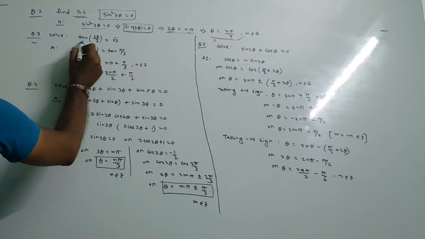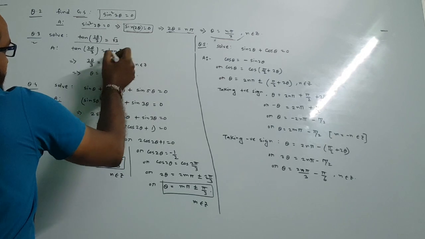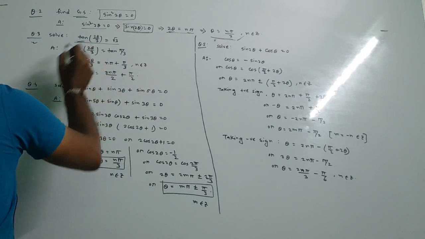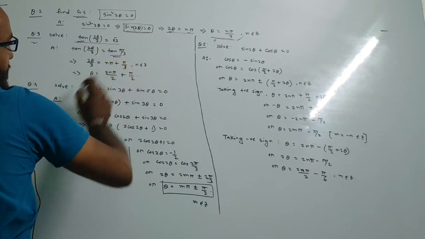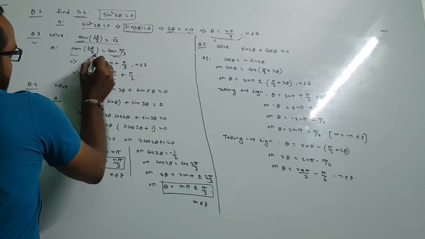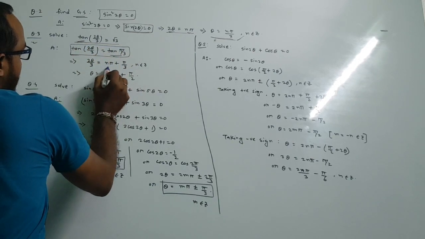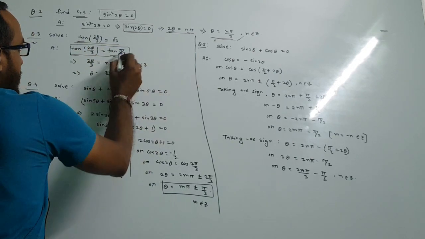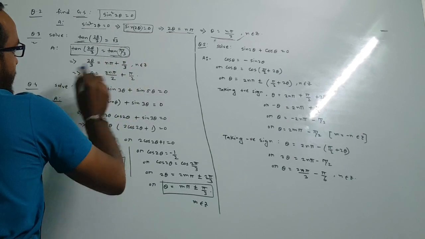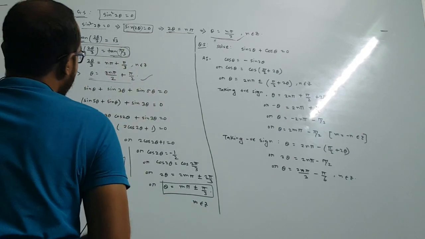Next question, solve this thing. See, root 3 we can write in terms of tan, because here on the left hand side we have tan. So root 3 is tan pi by 3, tan 60 degree is root 3. So we have just learned that if tan theta equals tan alpha, then theta would be equal to n pi plus alpha. What is alpha? Alpha is pi by 3, n pi plus pi by 3. So calculate theta, theta is this thing.